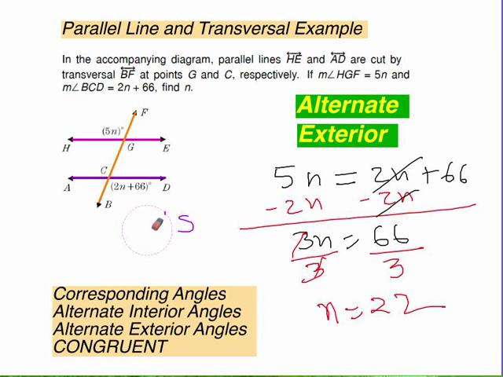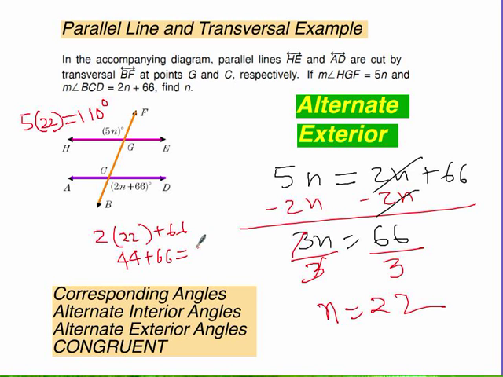Now, let's plug in n to see the exact value of this angle. If I plug in n equals 22 for 5n, I take 5 times 22, and that gives me 110 degrees. So this angle is 110. If I do the same thing with 2n plus 66, I take 2 and multiply it by 22, plus 66. That gives me 44 plus 66, which equals 110. So this is 110, this is also 110. Now they're exactly congruent, as they're supposed to be, because they are alternate exterior angles.